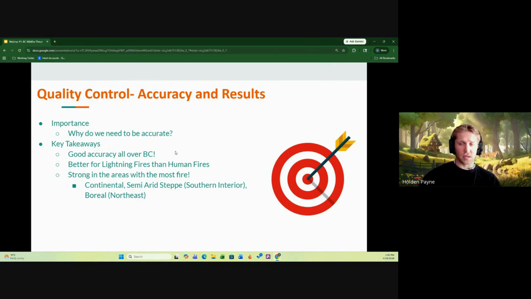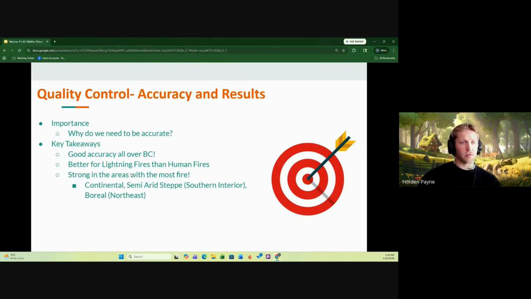And then better for lightning fires than for human fires, which we also think speaks really well to how this model is set up and what we can actually predict in the model. Better predicting lightning fires, which is the thing that we know the model is built to do, is actually good, because it's hard to predict suppressible human fires.